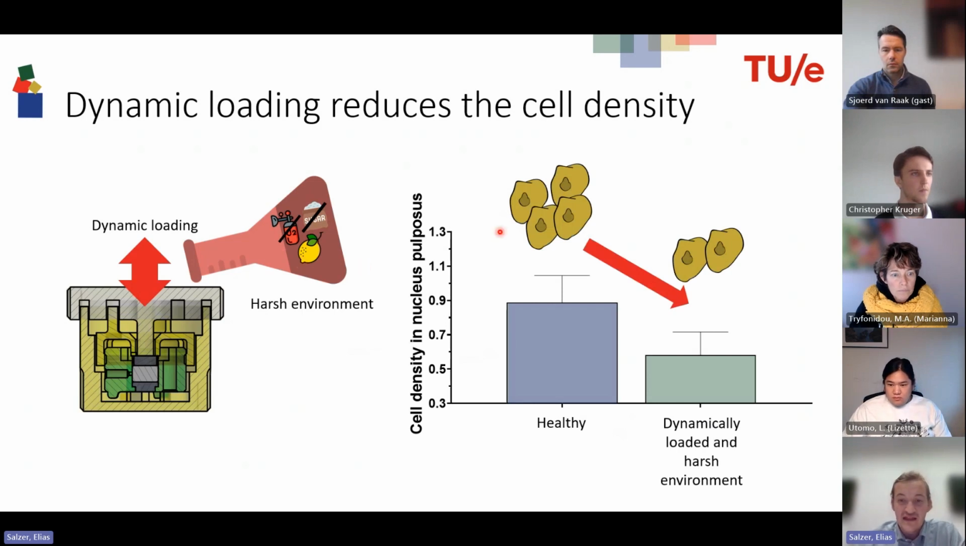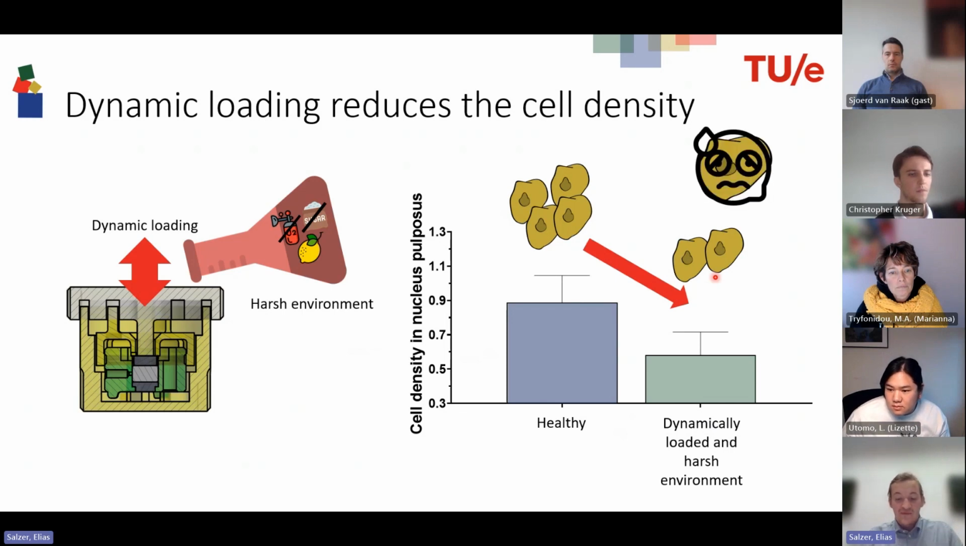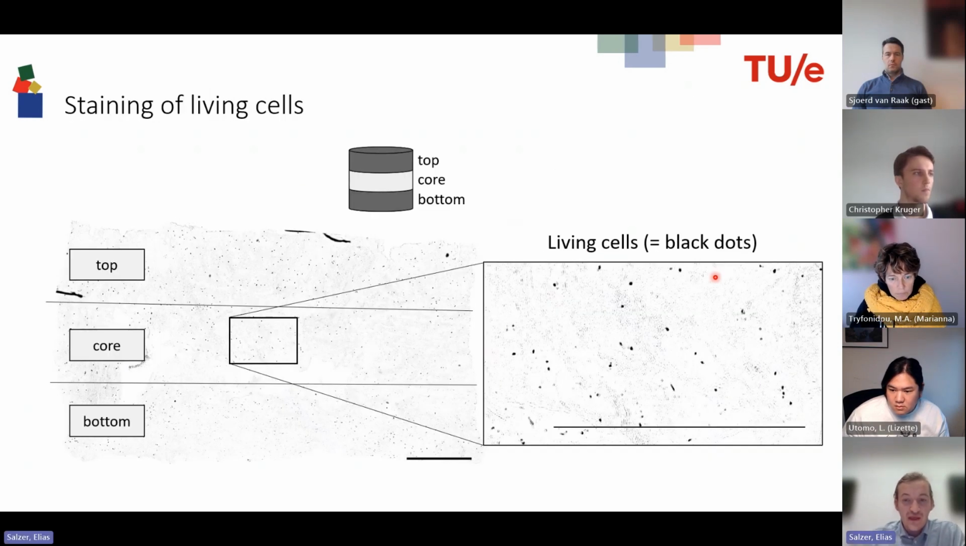And what we found is that the cell density, and this is the cell density of the healthy cells, is actually reduced when we dynamically load and have this harsh environment. And this was not surprising to us because we already knew this is basically the harshest condition a cell can have in the intervertebral disc. But we were interested in something else.